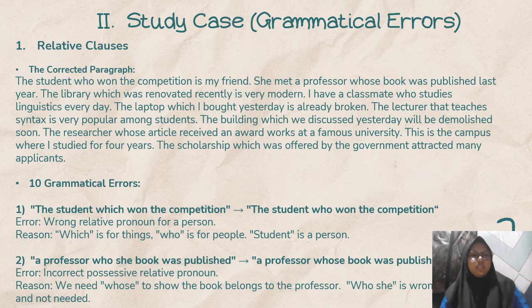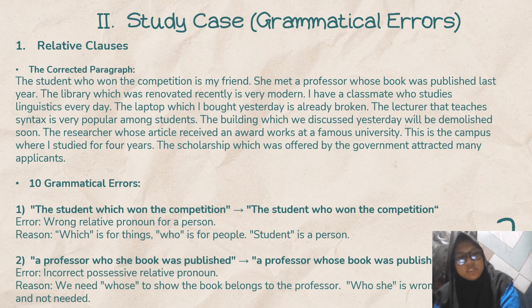So I will explain the 10 grammatical errors. The first one is: the student which won the competition. That's wrong. The correct one is: the student who won the competition. The error is a wrong relative pronoun for a person. The reason is which is for things, who is for people. So student is a person, so we use who.